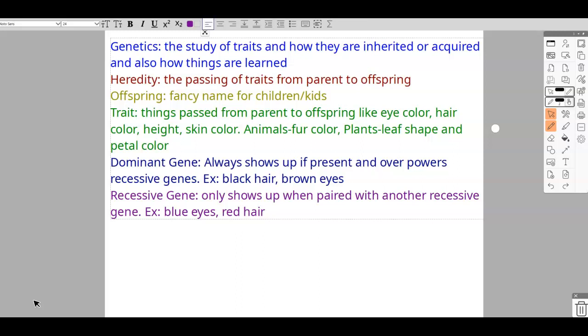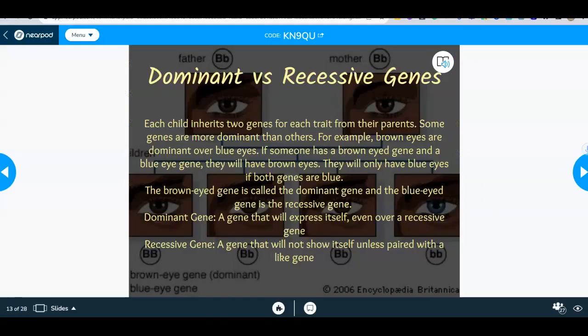But dominant genes, they always show up if they're present because they overpower, they dominate the recessive genes. Some of those examples are like black hair and brown eyes. However, the recessive gene only shows up if it's paired with another recessive gene. Blue eyes and red hair are just a couple examples of that.